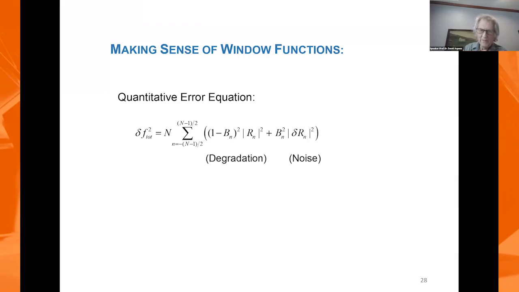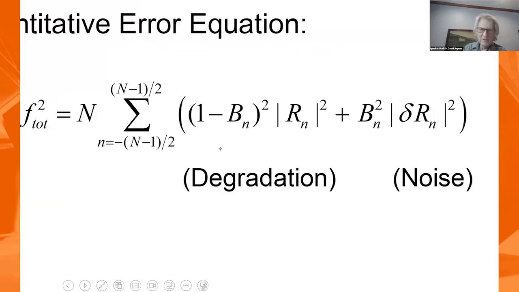B is your transfer function coefficient. If you want to avoid degradation, that has to equal 1. If that's the case, then this first term vanishes.